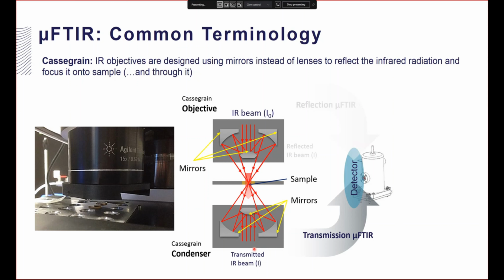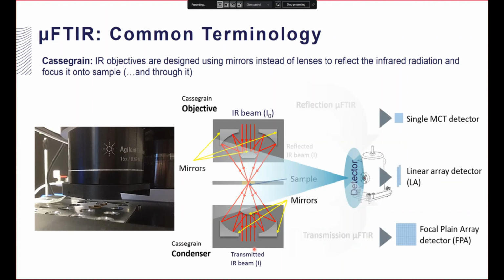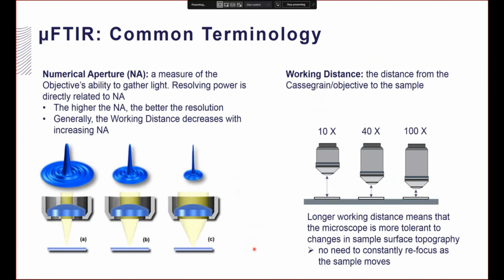The detectors are basically semiconductors that are sensitive to the infrared light, and in microscopy they can be composed of a single mercury cadmium telluride detector, a line of detectors, or a focal plane of detectors. And this is important because the second and the third type of detector are widely used when we do chemical mapping.